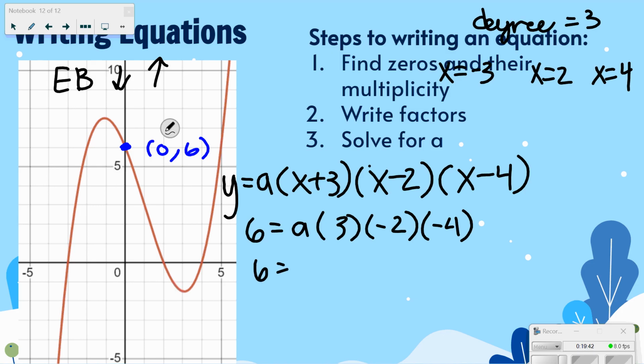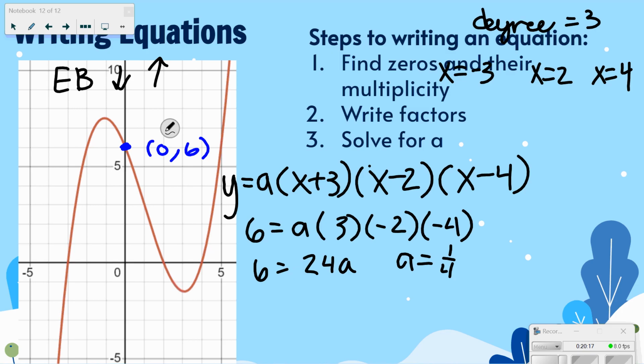So multiplying all those together, we would end up with 24 times a, which I know is just 24a. So therefore, what is our a value equivalent to? 4. Almost. 1/4. Did this question say write in standard form? No, it just said write an equation.